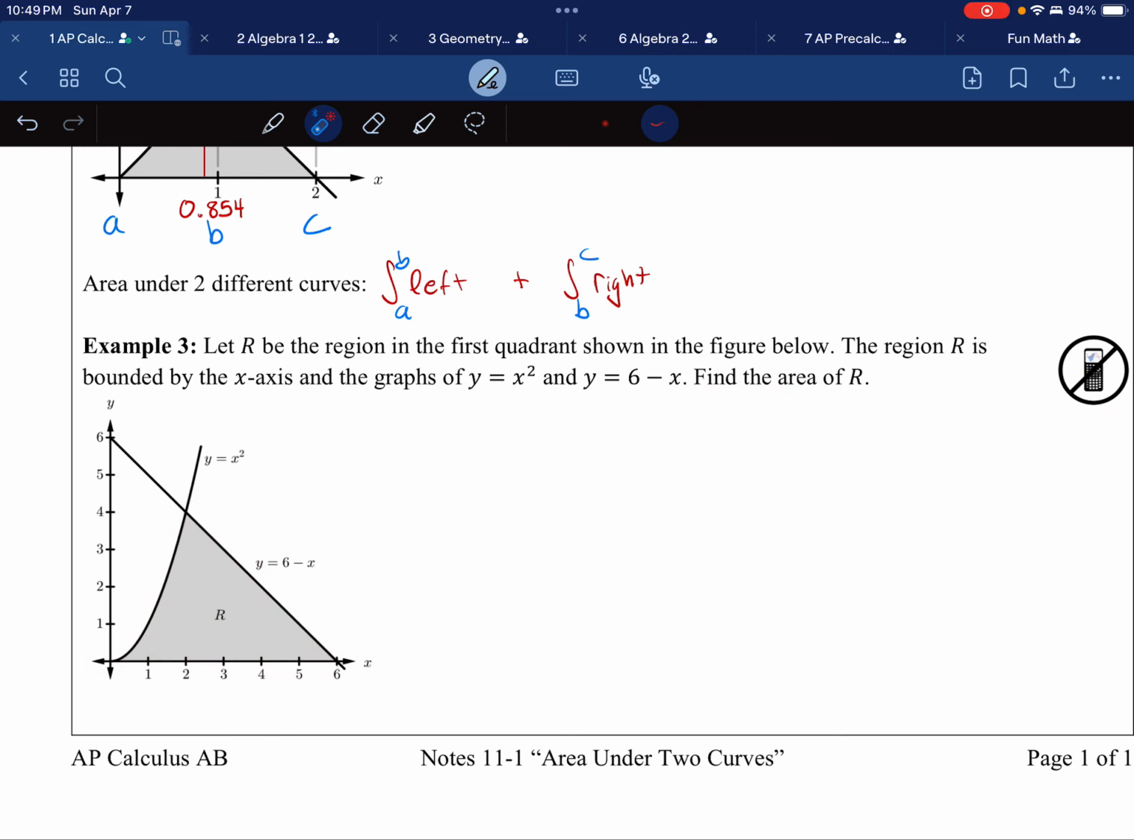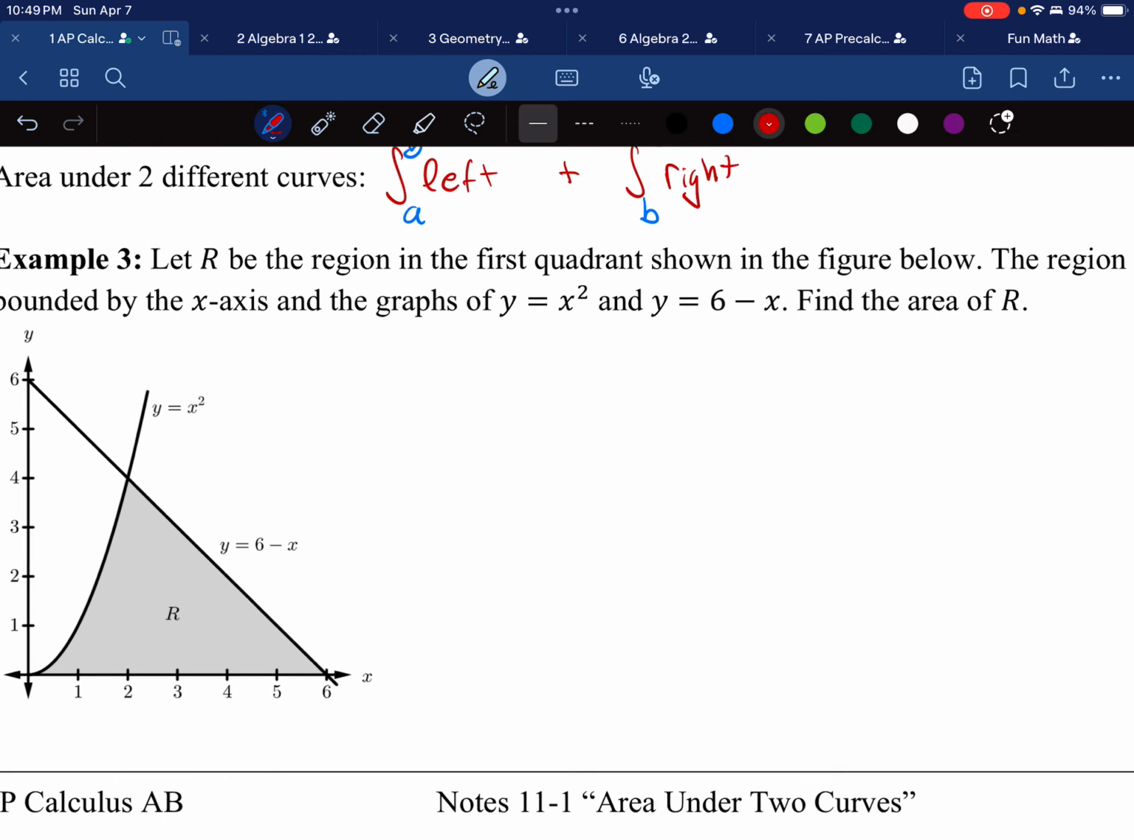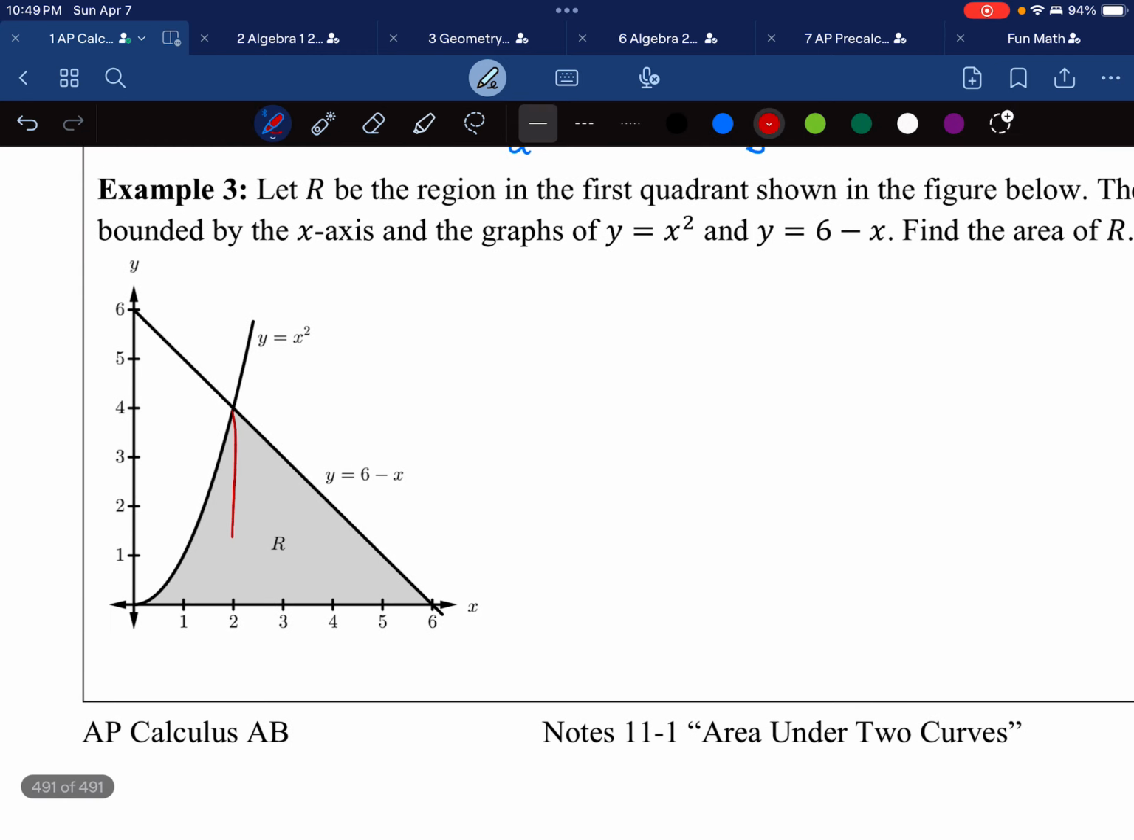So again, I only know how to find the area between a curve and the x-axis. Right there, it looks like it might line up exactly at 2, but I need to verify that. We need to find where to cut that off. So I'm going to guess here it's 2. Let me draw my vertical line. It's probably right there. Good job, Mr. Snell.